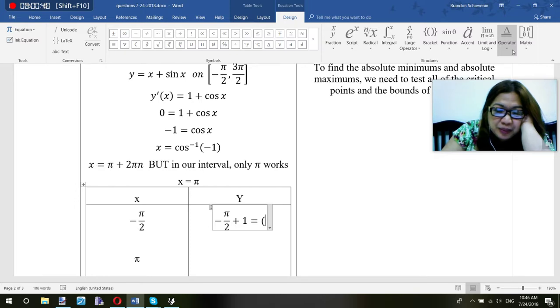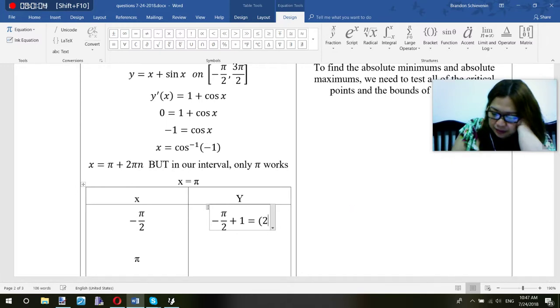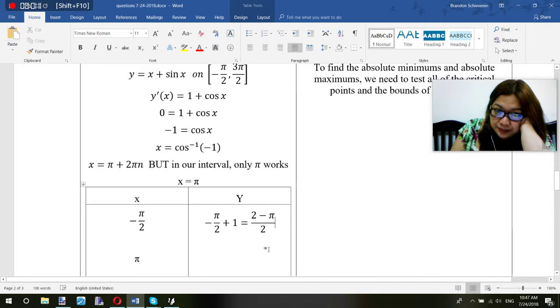Negative 2. So I've got negative pi over 2 plus 1, so that's negative pi over 2 plus 2 over 2. Yeah. So that is 2 minus pi over 2.